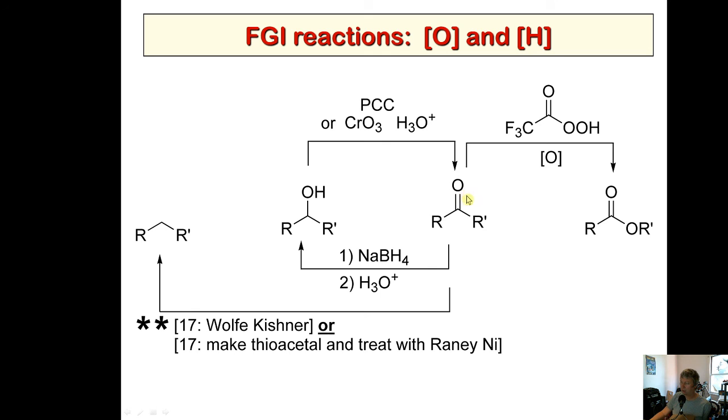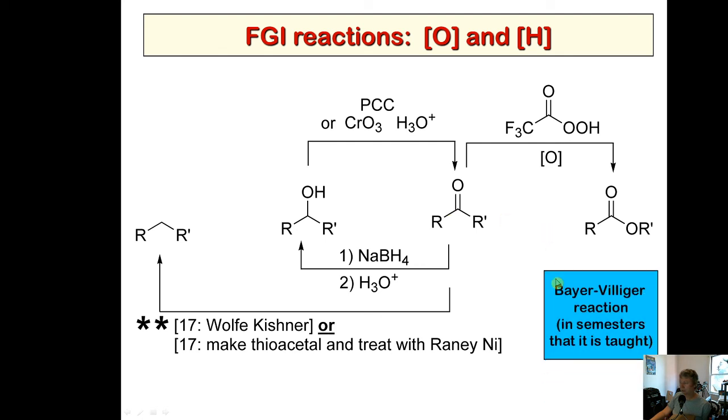And then, of course, with ketones, you can also oxidize a ketone to an ester, and that's called the Baeyer-Villiger oxidation. This is an oxidation condition that actually goes from ketone to ester. We did the mechanism of that. And then the ketone can also be reduced all the way down to the alkane. Same thing, Wolff-Kishner or the thioacetal Raney nickel method. Some semesters we don't teach the Baeyer-Villiger, but you did learn it this semester. Pretty cool mechanism how it worked also.